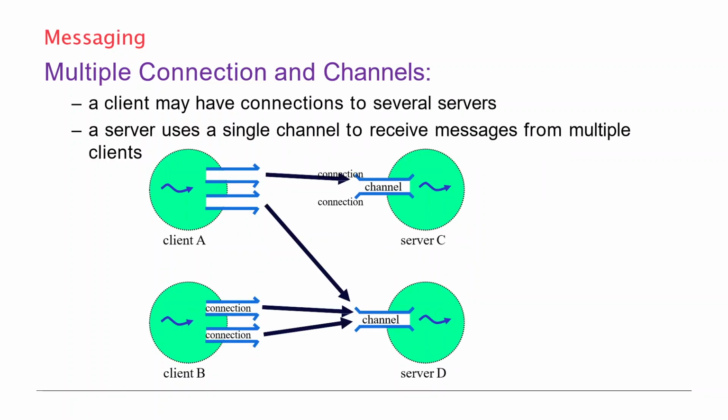We can have multiple connections and channels. A client may have connections to several servers. We can see client A is connected to server C as well as server D. Similarly, client B has two connections, both connected to server D.